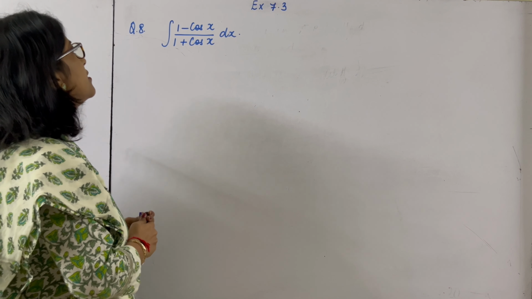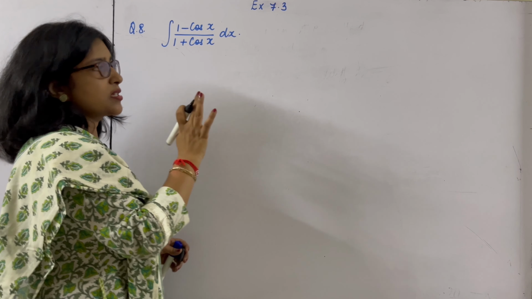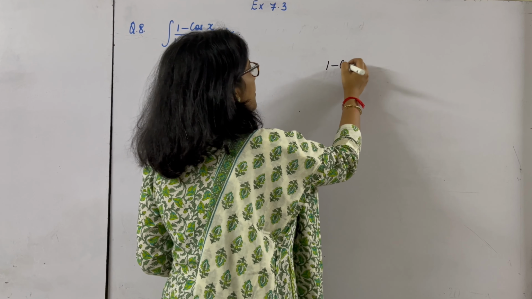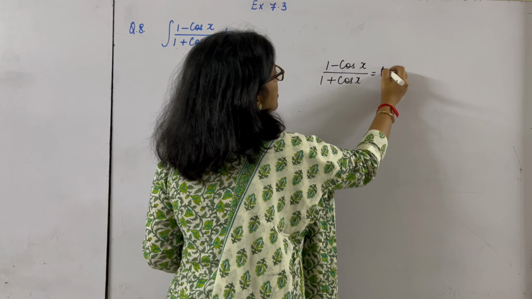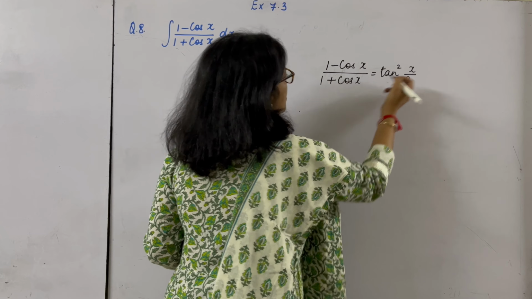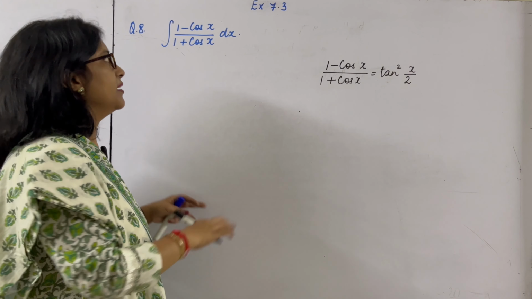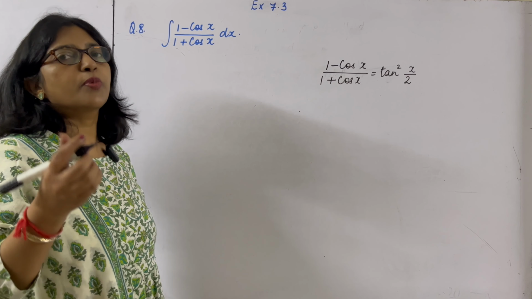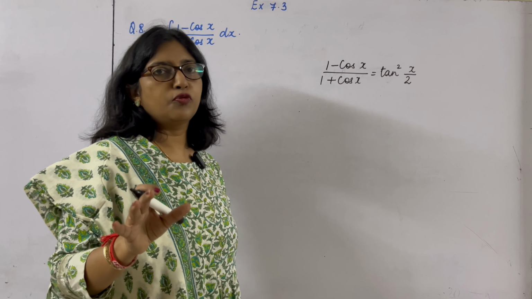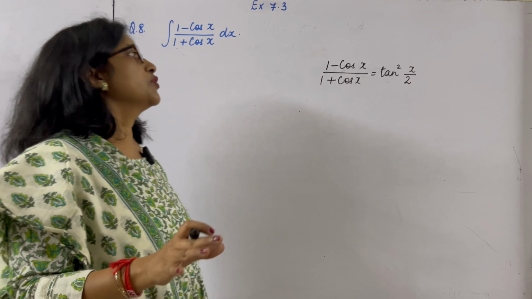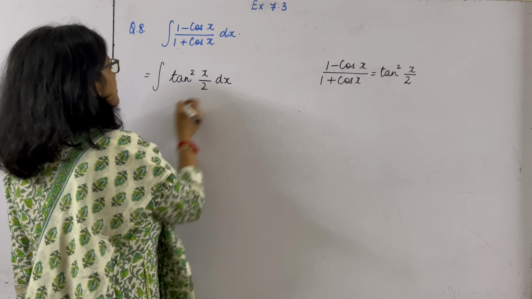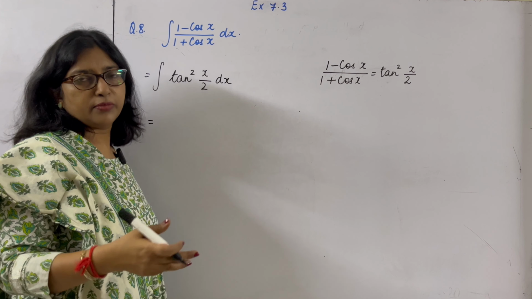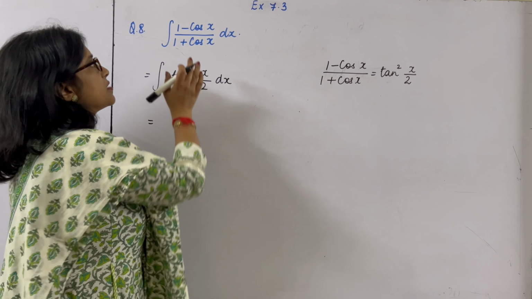So the question here is 1 minus cos x upon 1 plus cos x. We will have to apply the formula which is tan square x by 2. In this exercise, which is entirely based on trigonometric functions, you should be very much clear with the formulas. So if you know the formulas, it will become easier. So put these formulas down separately and refer to them as many times as possible.